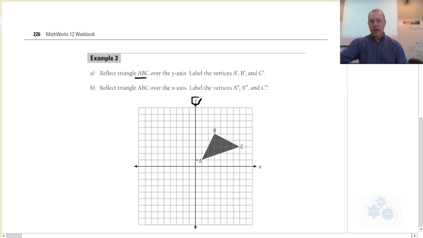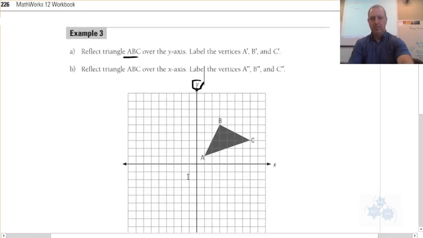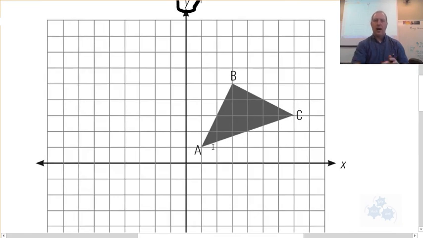So for example, if I reflect this about the y-axis, let's take A first, and let's see that A is 1 unit away from the y-axis. So I need to go 1 unit in the opposite direction. This is going to be A prime.